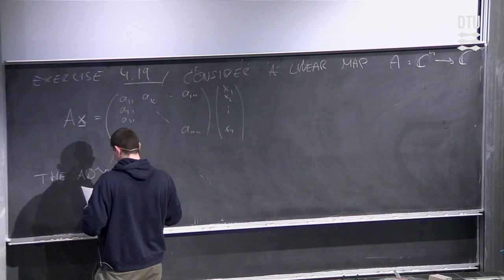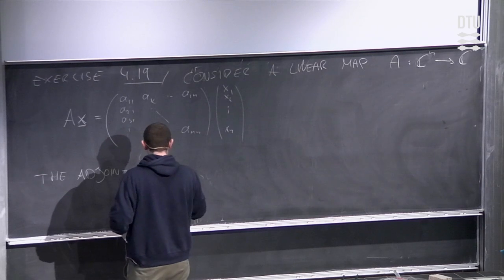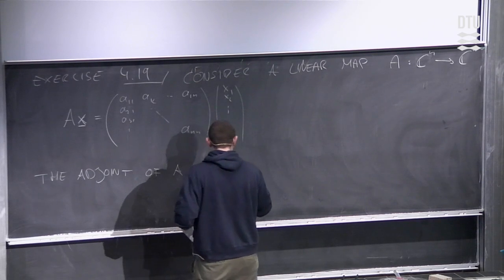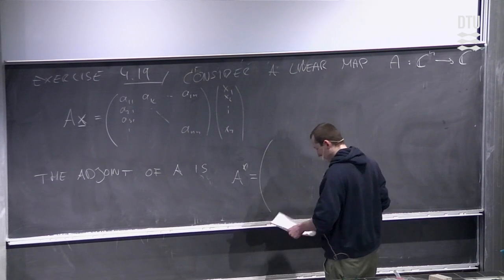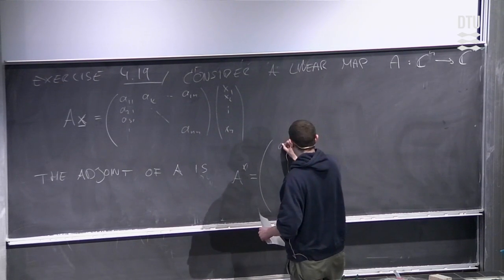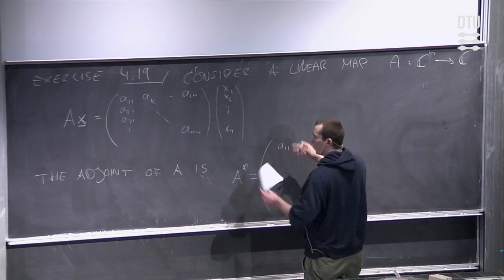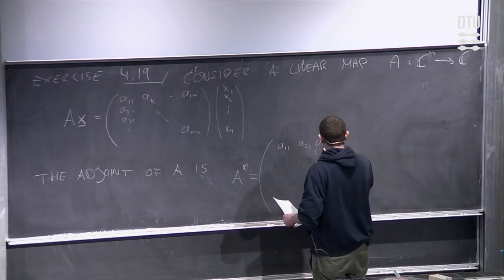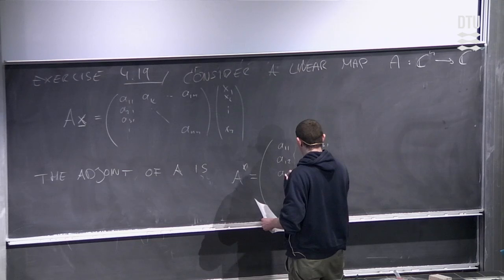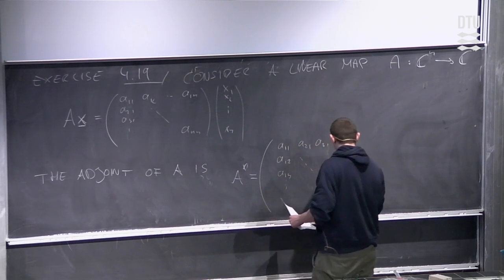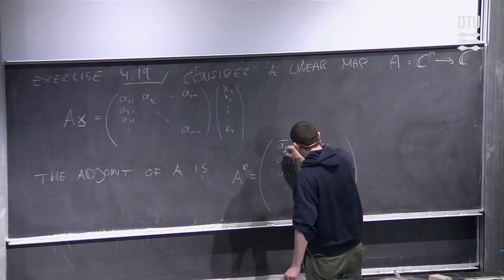The adjoint of A is A star, which is the following. We have A11, and then we get A21 here. So we transpose the matrix. A31 on here, we have A12, A13, etcetera, and A_nn down here. And all of them complex conjugated.